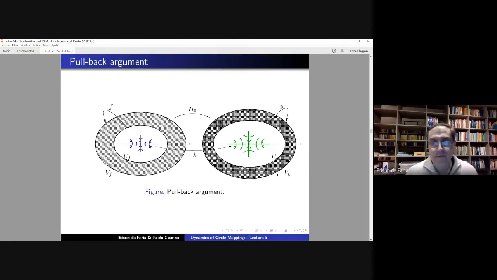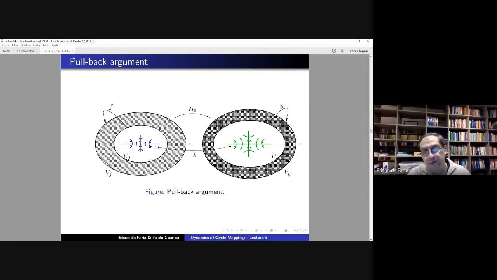So first, let me just give you a picture illustrating, very poorly maybe, what the pullback argument is all about. So you have these two quadratic-like maps that you see here in the picture, F and G. F maps this white disk onto this larger disk containing it. The same thing for G on the side. These little antennas that you see here, the blue one and the red one and the green one on the other side, these are representing the Julia sets, the limit sets of these maps.